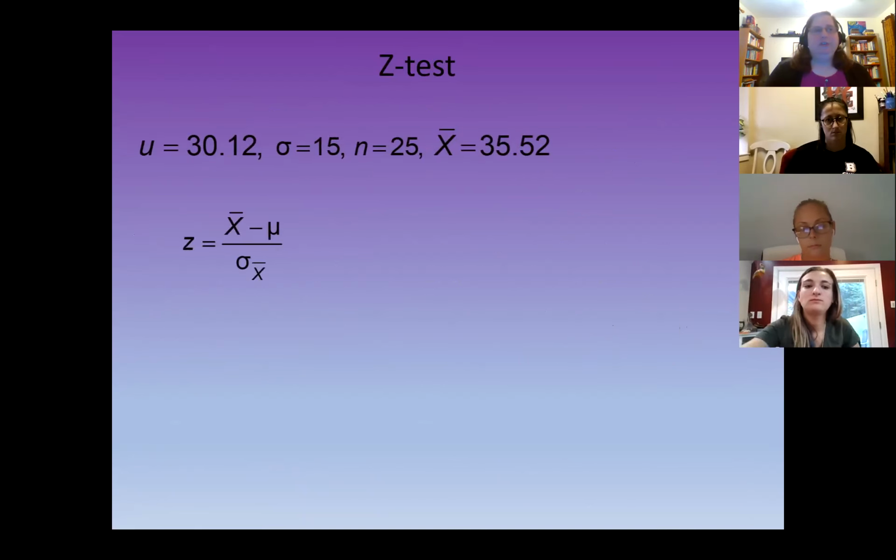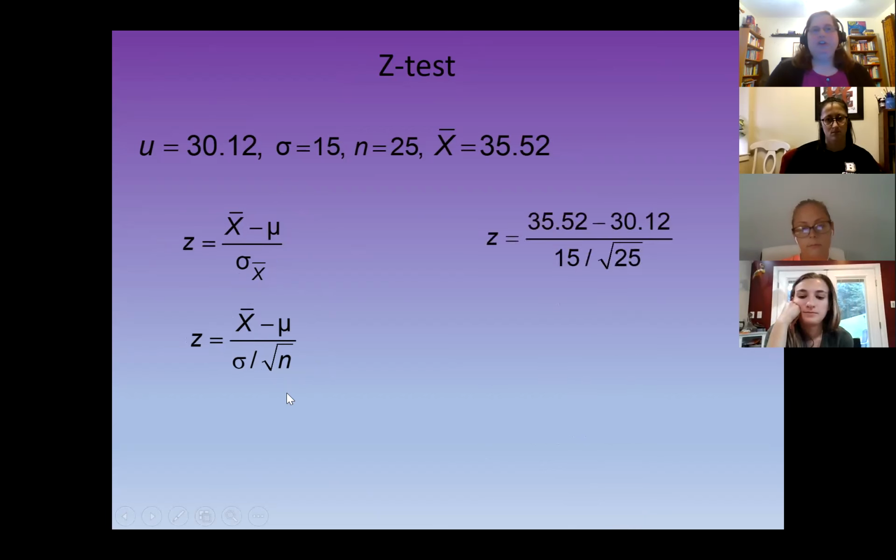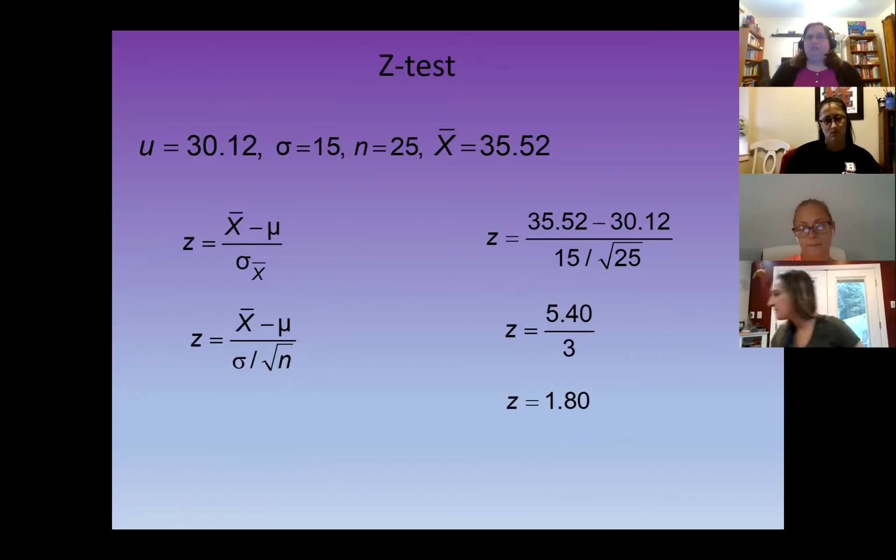Here's our numbers. Again, this on the bottom is the same as this on the bottom. This is standard error of the mean. This is how you calculate standard error of the mean. So once again, we just fill in our numbers, which are almost the same as last time, except now this is 5.40, and we get 1.8.